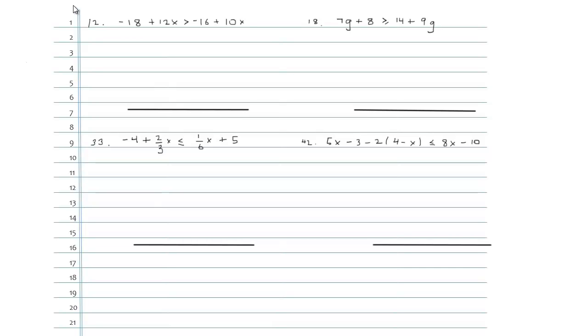Hey, I wanted to make a video of me solving some of these equations or inequalities from your homework. We're going to solve this first one here by taking this 10x and subtracting it to the other side. So we'll have negative 18 plus 10x from the 12x will leave me with 2x.